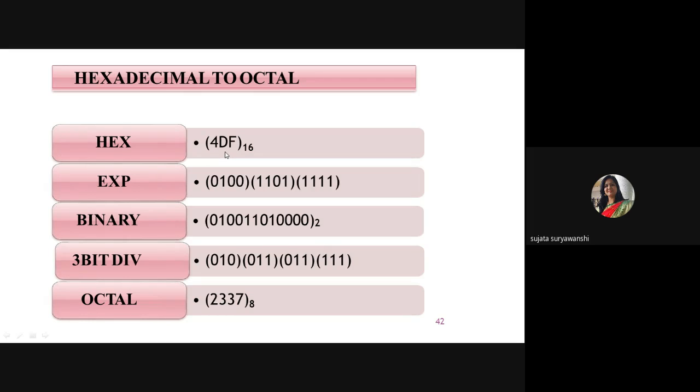D means what? Yes, 12 plus 1 is equal to 13. D means 13. So 13 we can write here as 1101. Okay. And after that, here F is there. F means what? 15. And 15 can be represented by four 1s. So simply write down a 4-bit binary number for each digit. And after that, just eliminate all the brackets. You'll get the final binary number. And after that, just make a group of 3 bits. Okay. So how will you make a group of 3 bits?